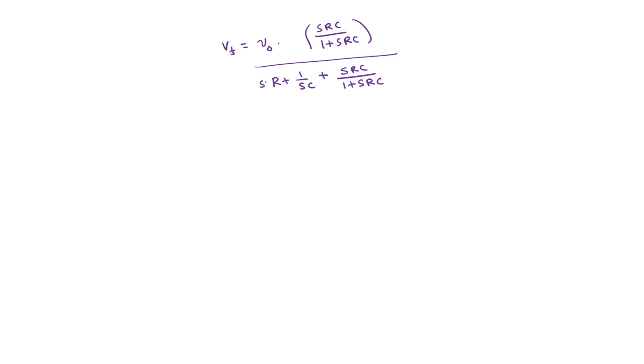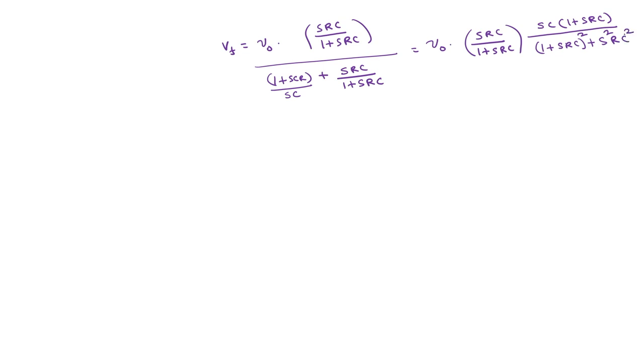Again, here the series term comes as 1 plus SRC divided by SC. Now the LCM is SC into 1 plus SRC. So this will be equal to V naught into SRC by 1 plus SRC as the numerator. The denominator is reversed: SC into 1 plus SRC in the numerator, and in the denominator 1 plus SRC whole square plus S square R square C square.